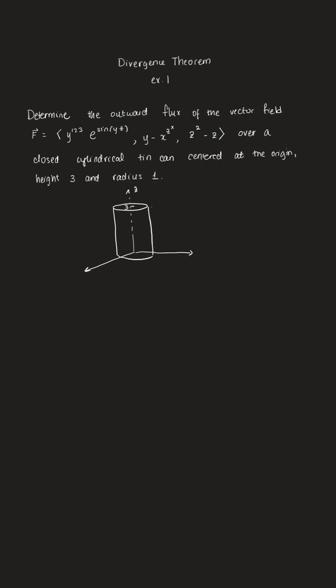One, the components of our vector field are continuous. They're just made up of all continuous functions, so the partial derivatives are continuous. Two, we have a closed tin can, so our solid is closed. And we want the outward flux, so we're going to use outward pointing normals.